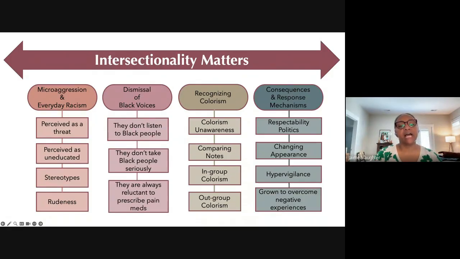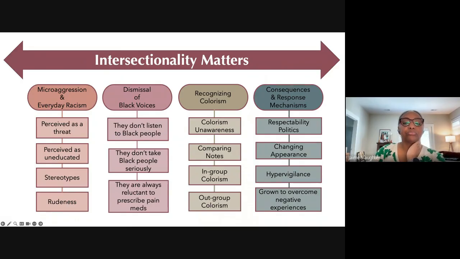We also noted that people experienced in-group colorism, in which maybe the physician or the clinician team were also part of the Black diaspora, and those colorism experiences occurred from people they identified as being part of their own ethnic group, but they also experienced out-group colorism, right? So where the provider is not from or perceived as being from their racial or ethnic group.